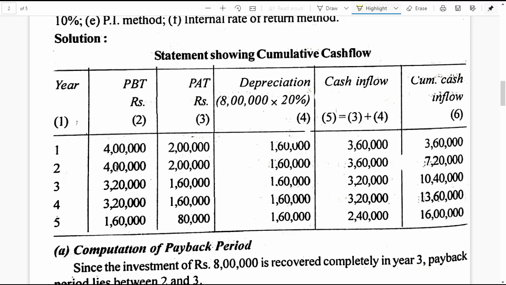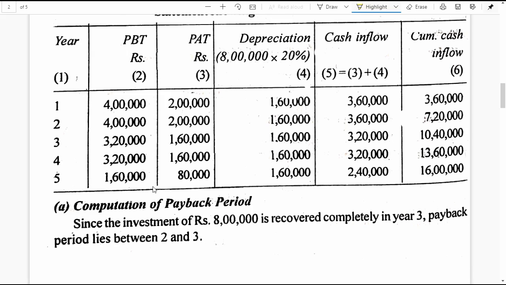after tax. Similarly, for second year, 4 lakh minus 50% of the same gives us 2 lakh rupees. That's profit after tax for second year. For third year, 3,20,000 minus 50% of the same gives us a balance of 1,60,000. Then for the fourth year, also the same calculation. When it comes to fifth year, the profit before tax is 1,60,000. You deduct 50% of the same so that you get the balance of 80,000 as profit after tax.